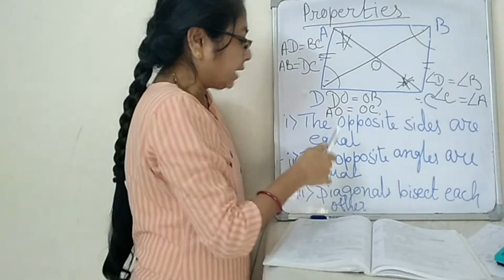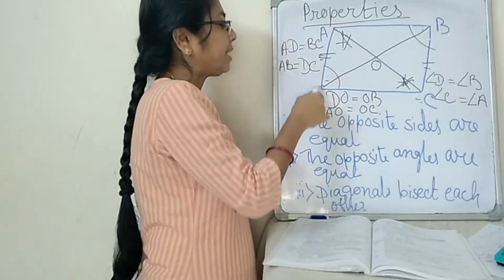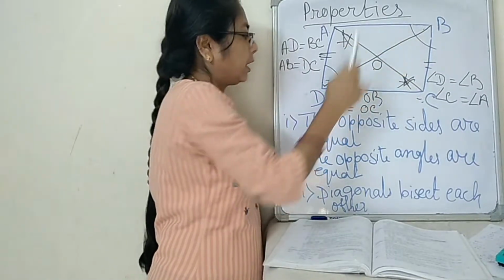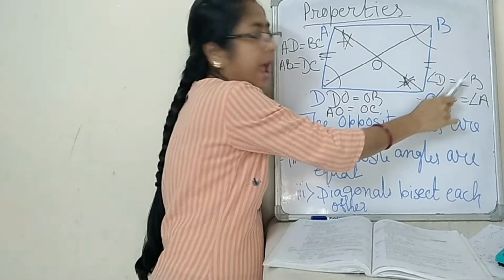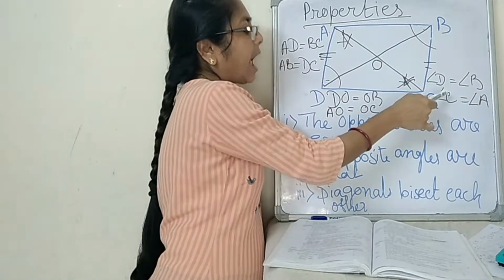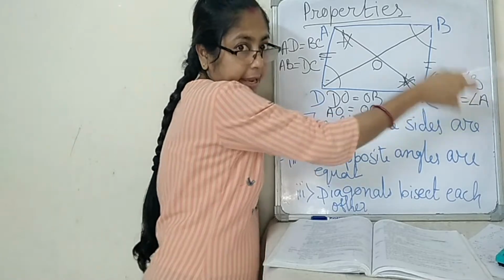Second point: the opposite angles are equal. Angle D is the opposite of angle B, so angle D equal to angle B, and angle A is the opposite of angle C. Angle C is equal to angle A.